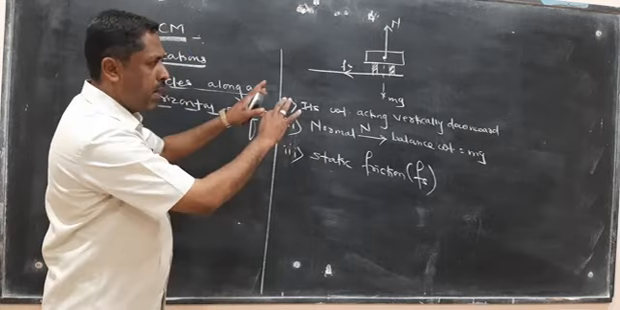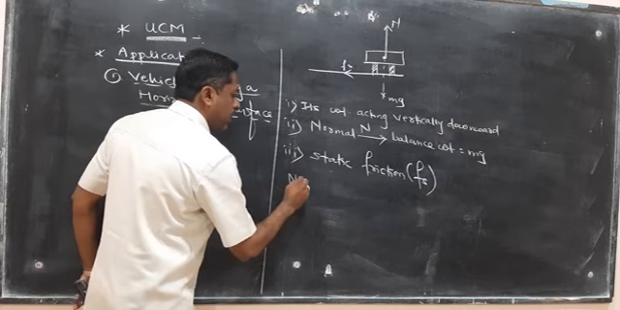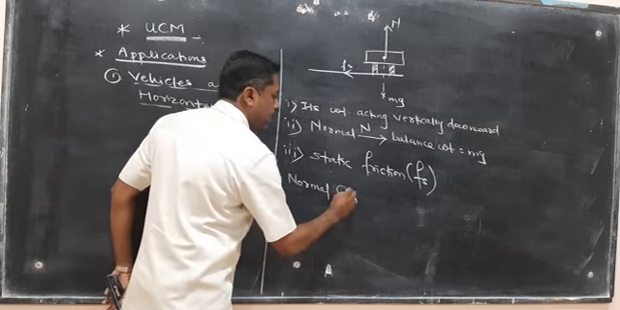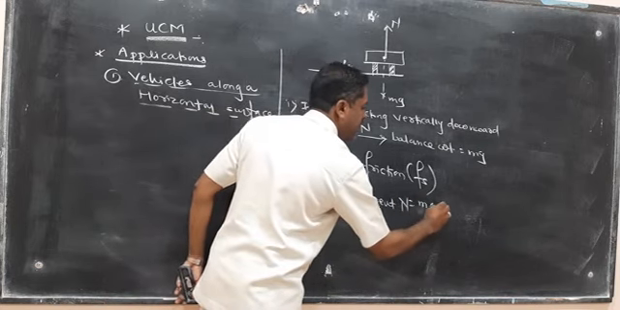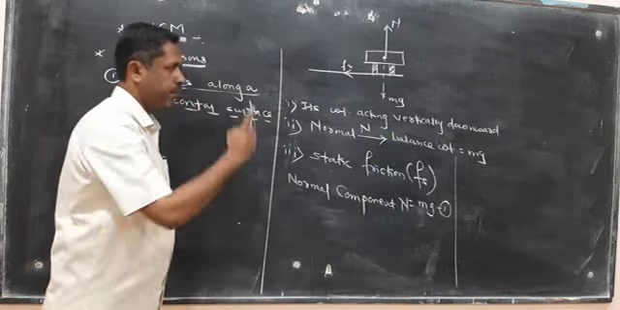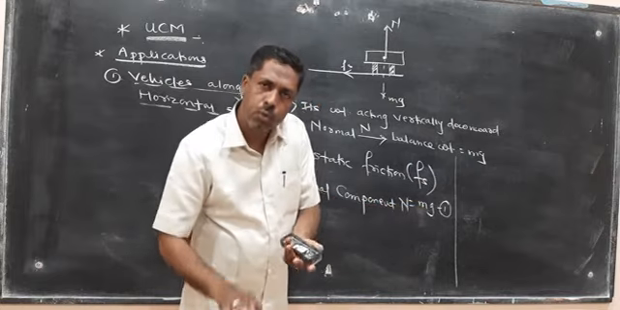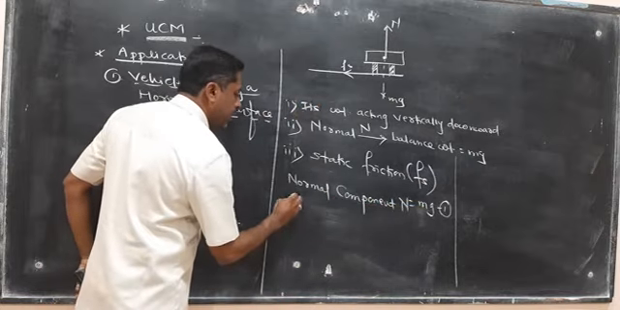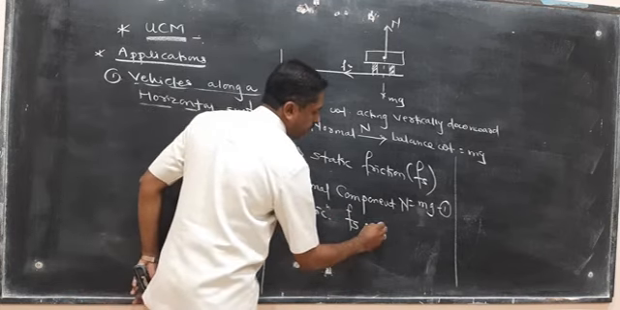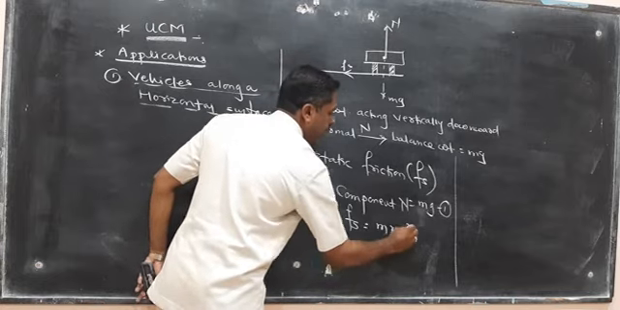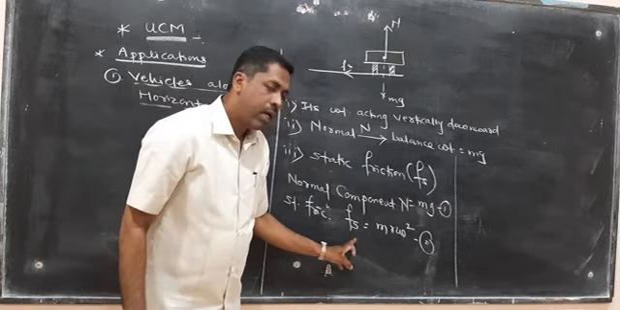Let us consider mathematically, we can represent it in this way. The normal component, that is N, is equal to mg. Equation number 1. m is the mass of the object, g is the acceleration due to gravity. Second point, the static friction, that is Fs, is equal to m r omega square. How is it m r omega square?